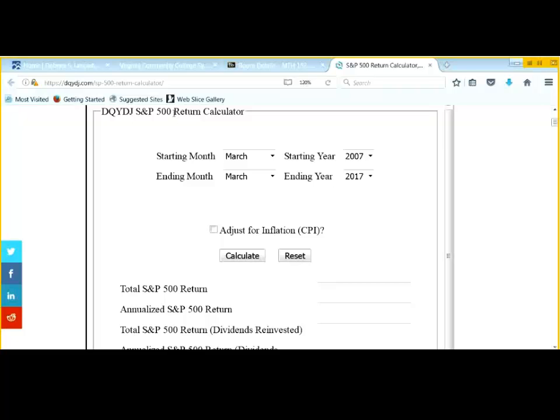And there are funds where they basically buy stock in every company on the Standard & Poor's 500.